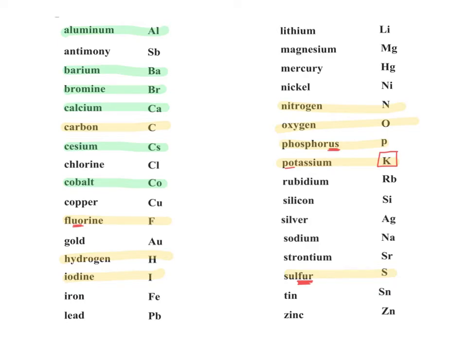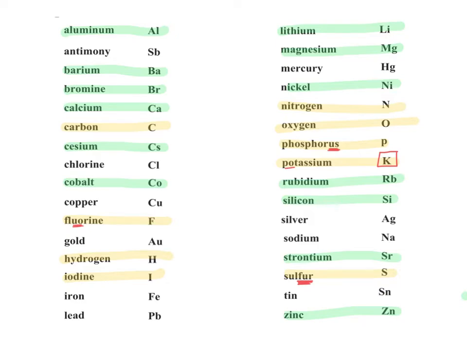Let me jump over to the next column. We see lithium, magnesium. Again, it's the third letter, but it makes some sense. Nickel, rubidium. Again, the third letter. Silicon, strontium, and that one's pretty good, and then zinc.